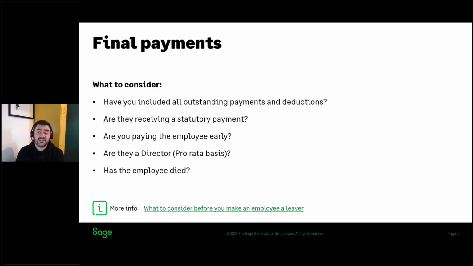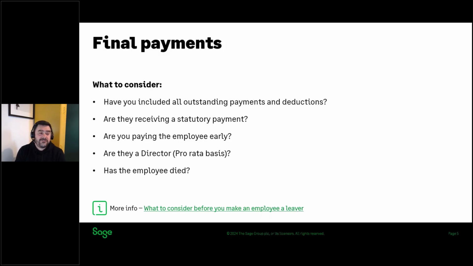And if they are a director, are they on the pro rata basis? Because this means that there'll need to be a recalculation of their national insurance using annual bands the last time they're paid. And final thing to think about, not a nice thing to think about, has the employee died? If so, their final payment is not subject to national insurance. So as I say, more information on these points can be found by following the link on the slide.